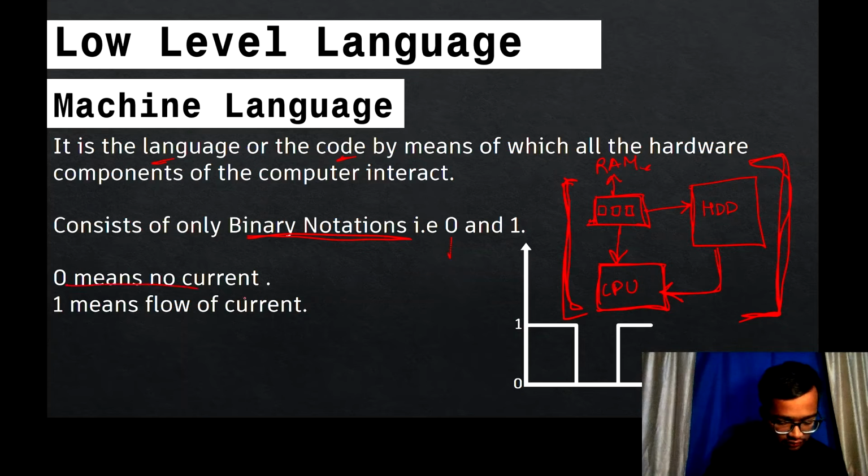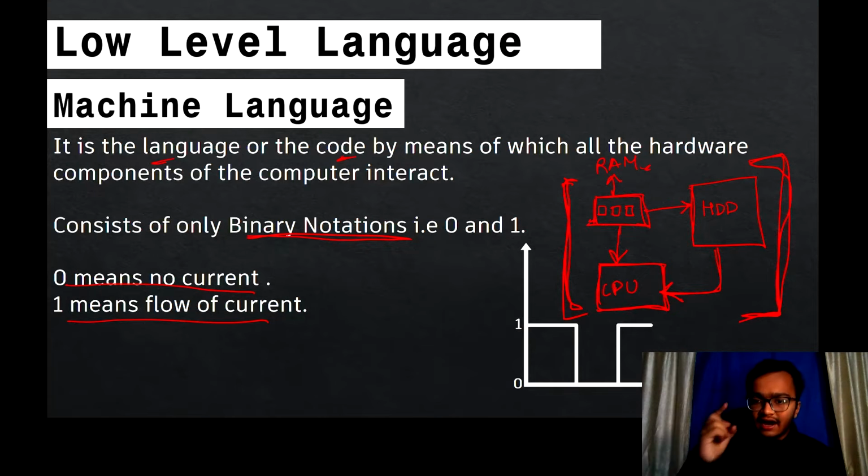0 means current is not going, 1 means current is flowing. If RAM gives current to the HDD, that is the hard disk drive, that means 1 1 1 1, current is going. Now the hard disk will change the pattern of the current flow, it is 1 0 1 0 1, which creates a voltage difference which is understood by the CPU itself, and the CPU will process this instruction accordingly, right?